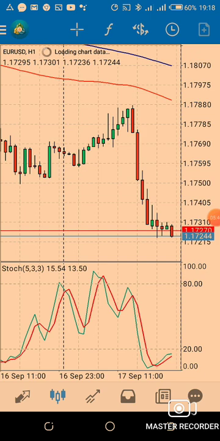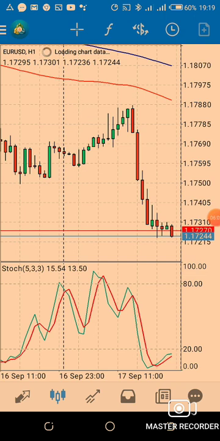I am using EURUSD, H1, the 1 hour time frame, as an example. I've updated my data, that's why that one is rolling like that. So now look at it.